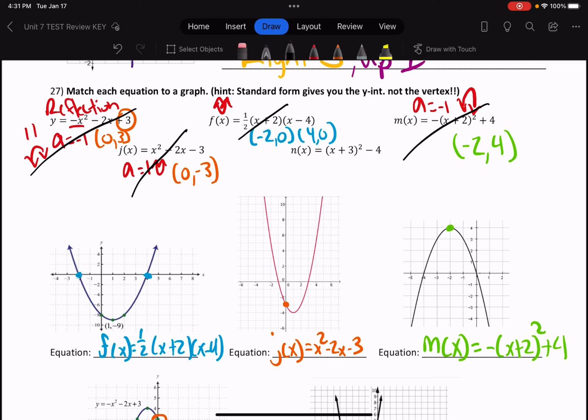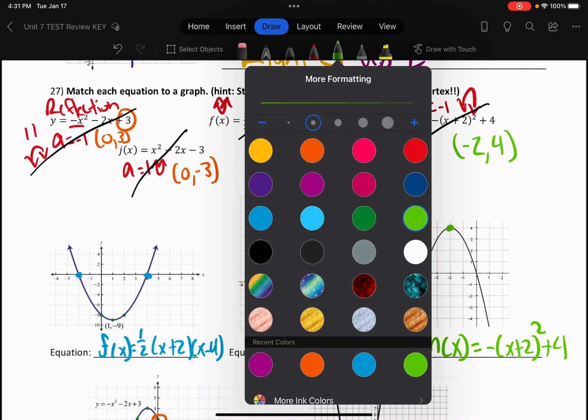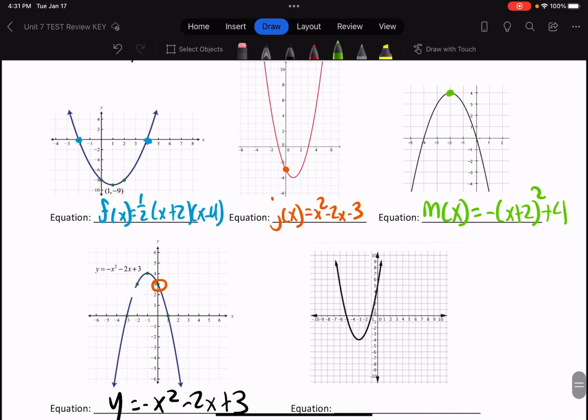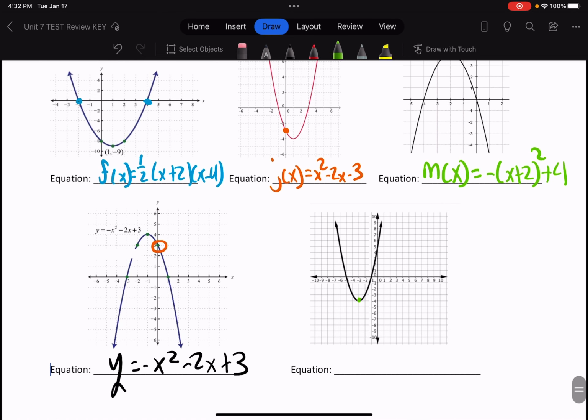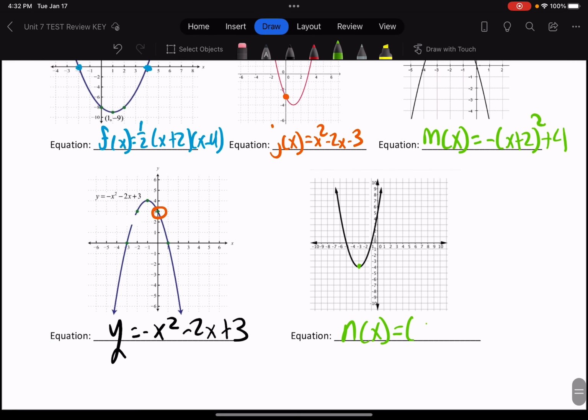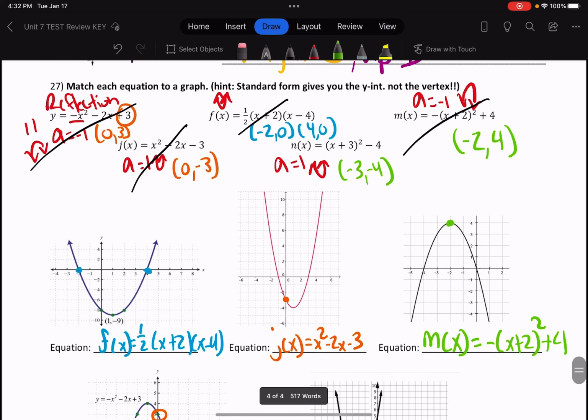Let's just check that last graph. I know it's the last one left, but I know I have a positive a value, which means it's going to be facing up. And it has a vertex at -3, -4. So let's just check that vertex. It is at -3, -4. So therefore, n of x equals (x plus 3) squared minus 4 will be our last function and the last graph there.